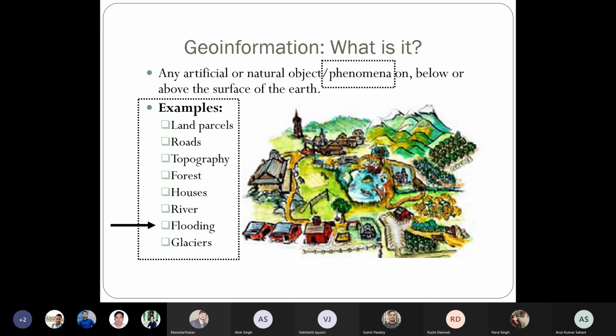Okay, so moving ahead in this discussion, what do we actually mean by geoinformation from the Earth surface perspective? Any artificial or natural object like trees, buildings, etc., and any phenomena like flood, on the surface of Earth or below the surface of Earth, are called geoinformation. And that geoinformation is sensed in terms of its geometric information and its radiometric information.